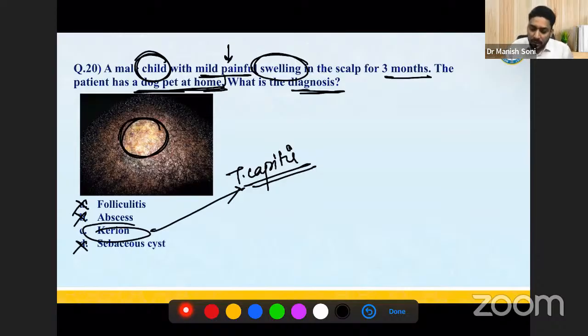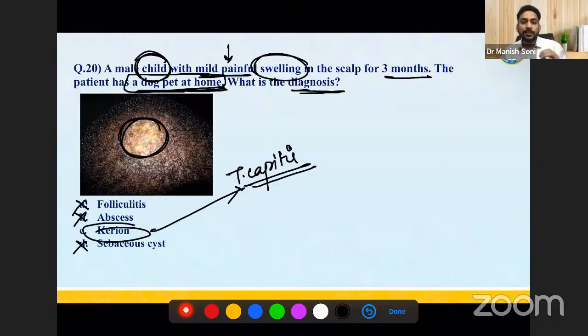Now, what is the importance of dog pet at home? Dog pet at home means, you must have read in microbiology that these dermatophytes can be anthropophilic, zoophilic, geophilic. Anthropophilic is transmitting from man to man, geophilic transmitting from soil to man, and zoophilic transmitting from animal to man. So zoophilic generally cause inflammation and generally cause kerion.